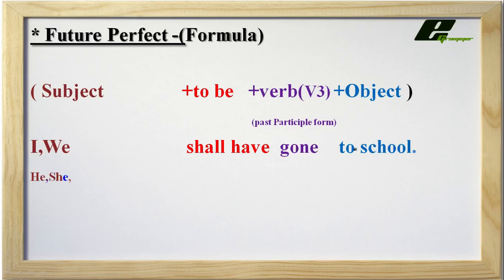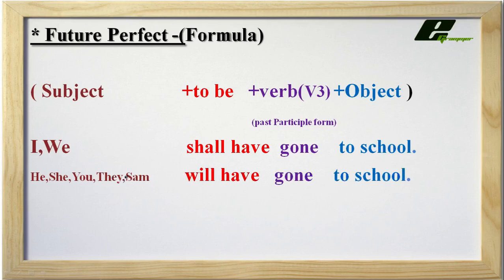See another example for this. If my sentence begins with he, she, you, they, and Sam, or it, then it would sound like this. Sam will have gone to school. But I have already told you in my earlier video that instead of shall you can use will if you want to, because in modern English we generally omit shall for constructing any sentences. Okay, see some examples for this.